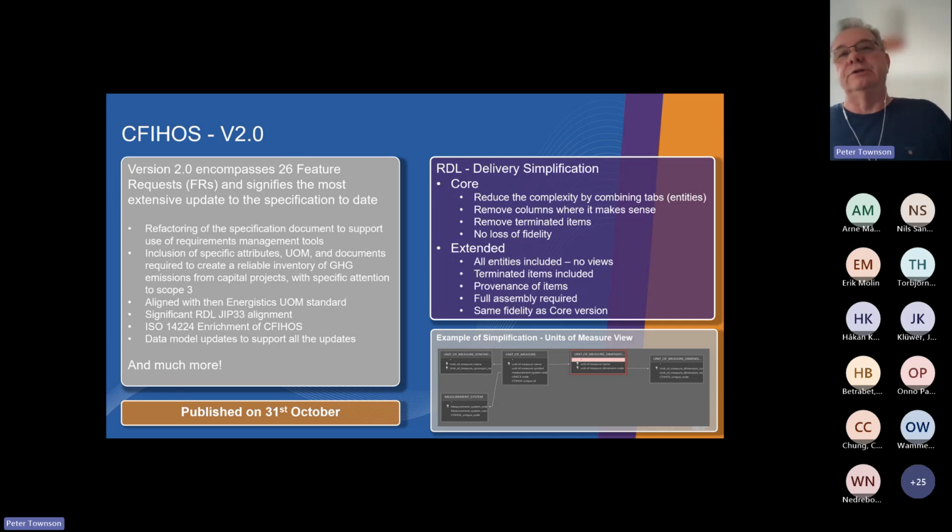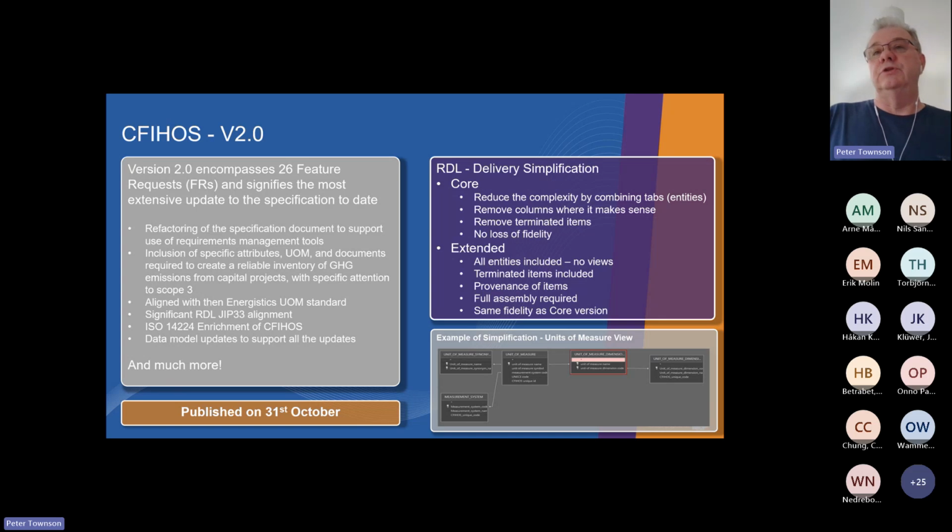And in the extended version, that is a truly normalized set of entities. There are no views in there, so all the entities from the data model and all the properties and the RDL are normalized, and all in individual tables, normalized tables, and there is something like 38 or 40 of them, I think it is, something in that. But it's important to note that there's no difference in fidelity of the handover events between the core and the extended version.